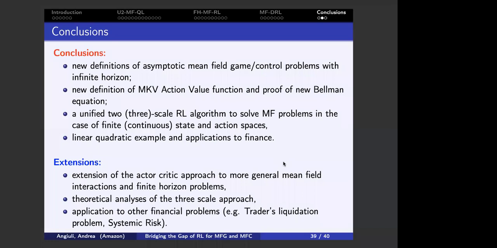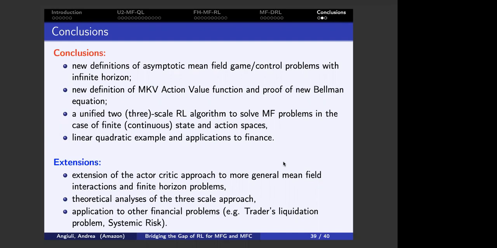And we also propose a three-scale deep reinforcement learning approach to solve the infinite horizon problem in continuous spaces. We have some examples in terms of linear quadratic family, and also outside of this family with application in finance. And what we are working on is an extension of the deep learning approach to more general mean-field problems that involve not only the first moment of the distribution, but also the joint distribution of the state and action, and hopefully also the finite horizon case.